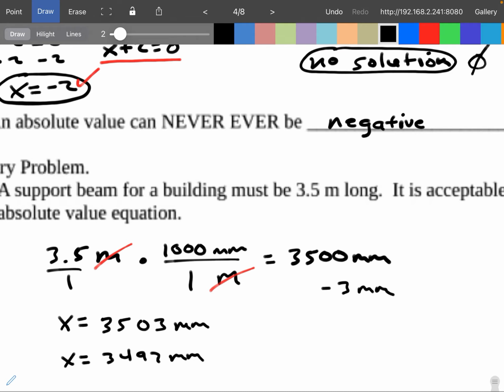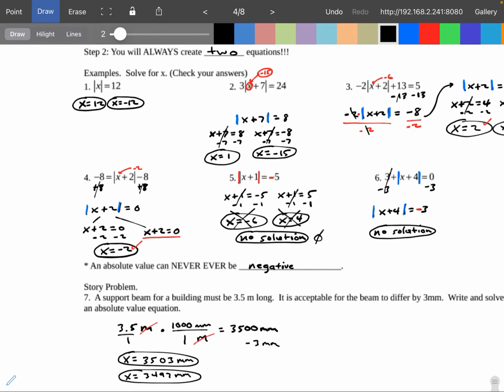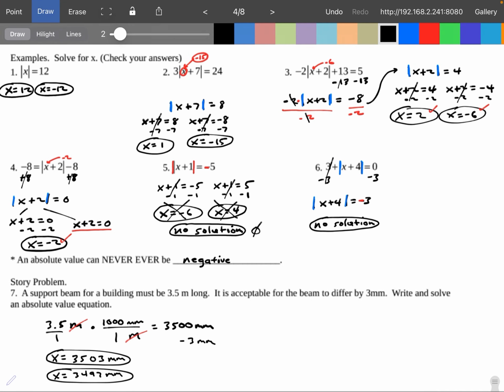Does it kind of make sense? This beam has got to be 3,500 millimeters. It could be 3 millimeters too long, which would give you 3,503, or it could be 3 millimeters too short and it would still fit. And that would be 3,497 millimeters. So those are your 2 solutions. We already have them, okay?